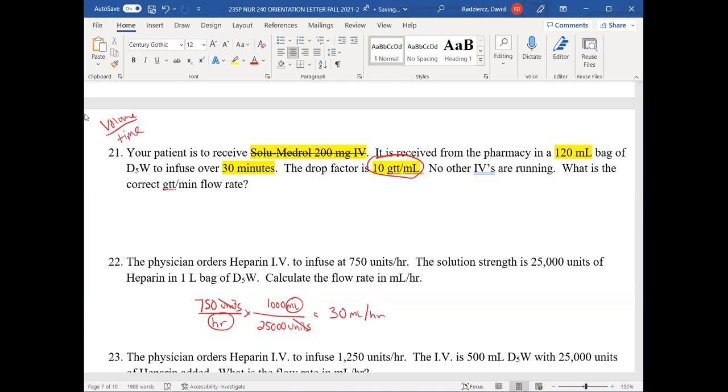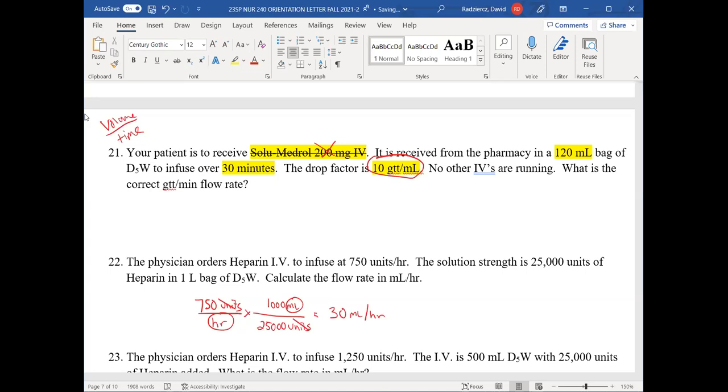At Allegheny campus, we ask you, what is the correct drops per minute flow rate? So we can get a little bit more specific with our questioning. Here it says the patient receives Solu-Medrol 200 milligrams IV. That's important for making sure we're giving the patient the right medication and the right strength. But as far as calculating the flow rate, I don't need to know that, which is why I crossed it out. So I look at the rest of the problem. It tells me 120 milliliter IV, it's going to infuse over 30 minutes, and a drop factor of 10.